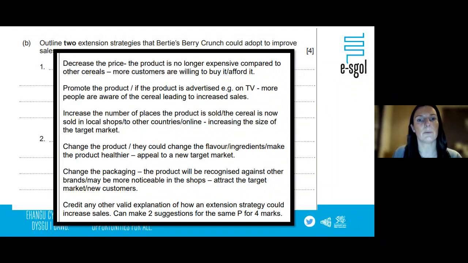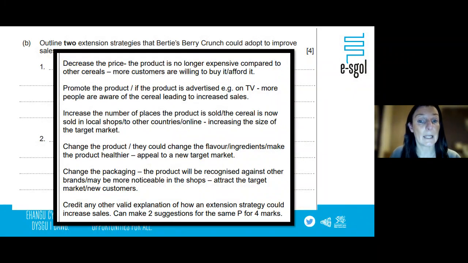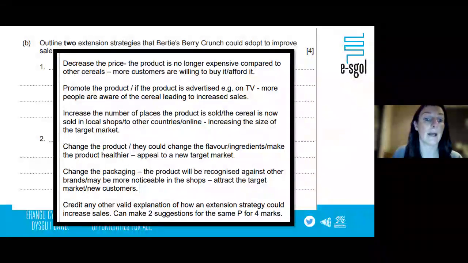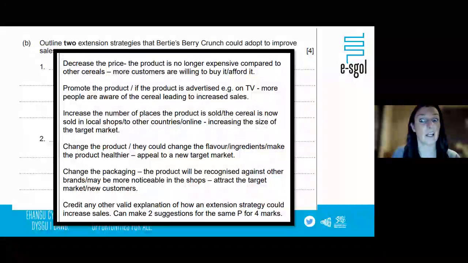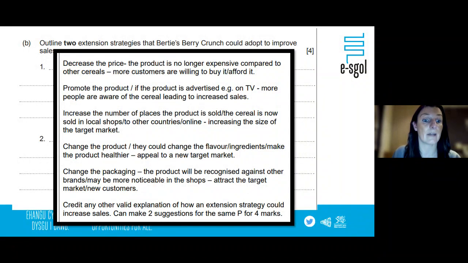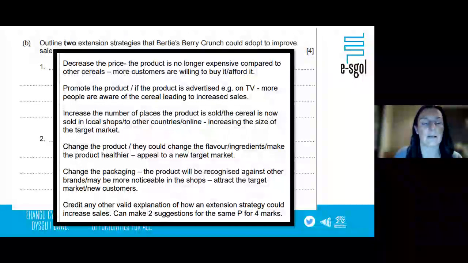You could decrease the price, so the product was no longer expensive compared to other cereals. You could promote the product. You could increase the number of places the product is sold. You could change the product in some way, maybe introduce some sort of flavour or ingredient or something like that. And you could change the packaging. Anything other as well would have kind of been accepted there.